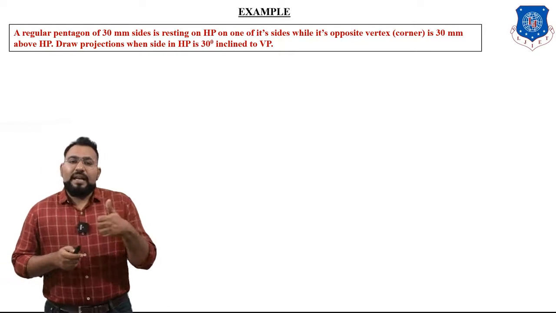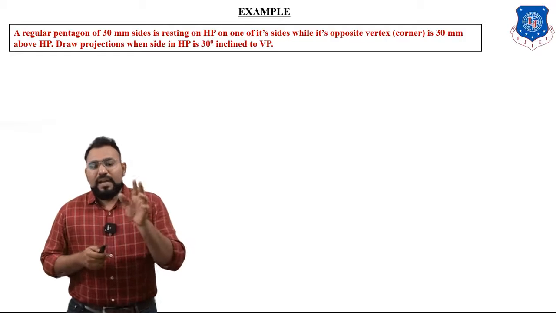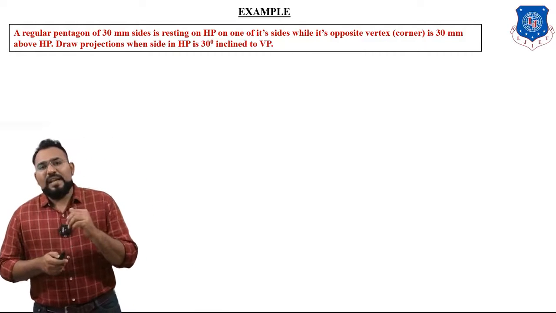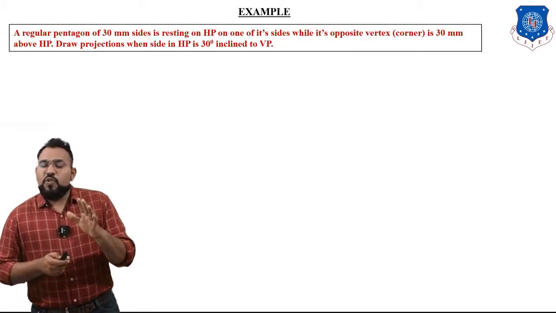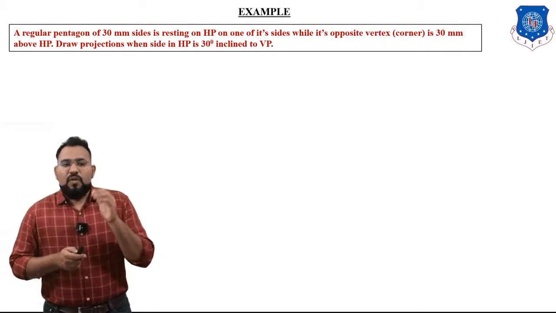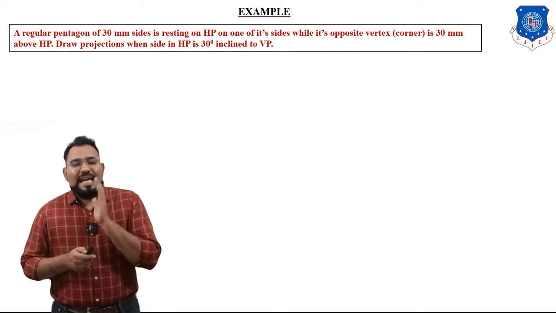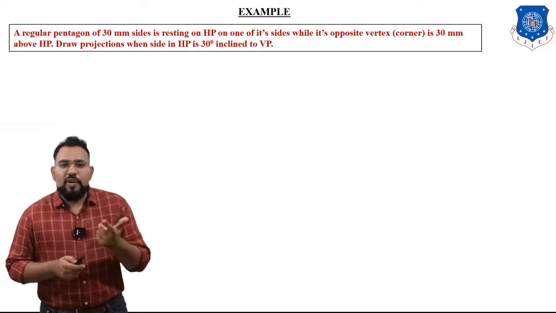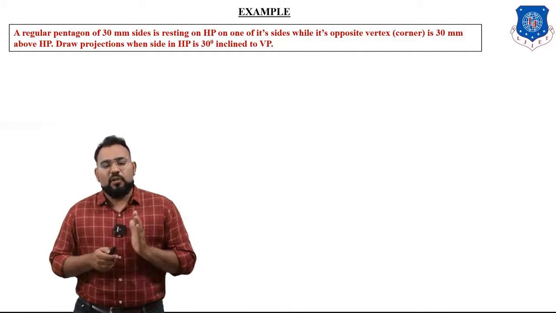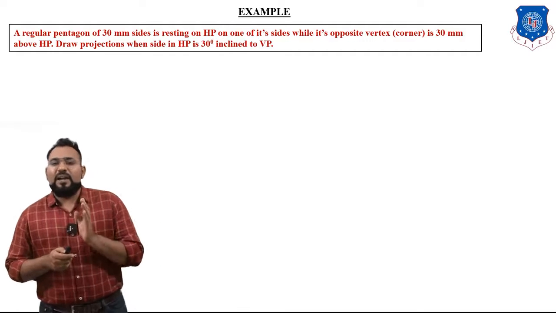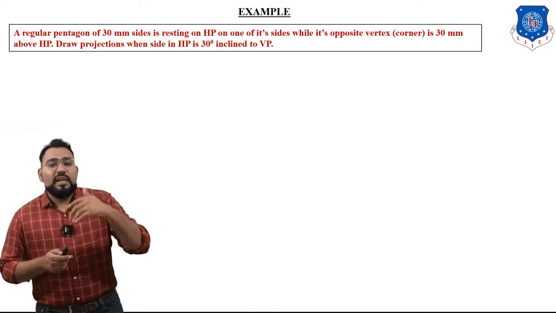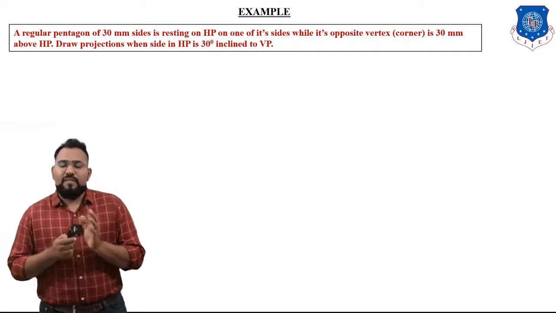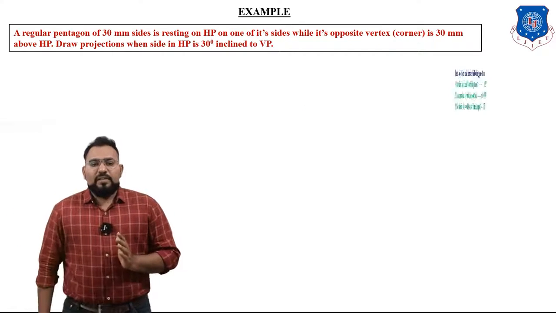Here the angle of HP is not given, but a condition is written, and by using this condition we can derive the value of the HP angle, or theta. Now, draw projections when the side in HP is 30 degrees inclined to VP. So we have the angle of VP, phi equal to 30 degrees, given over here. But we do not have the angle of HP. So how do we use the given condition and derive the value of theta? That we have to see. Okay, so let us see.